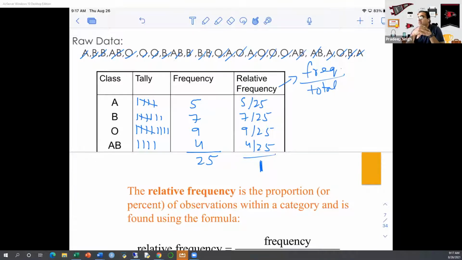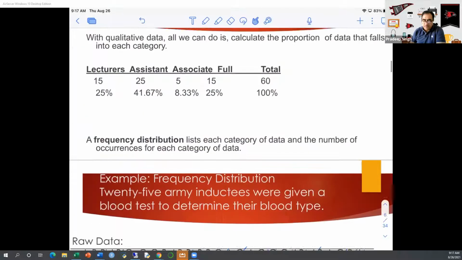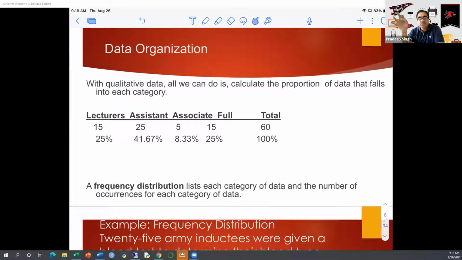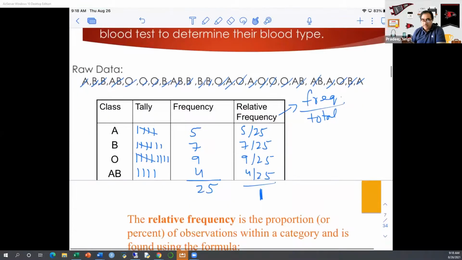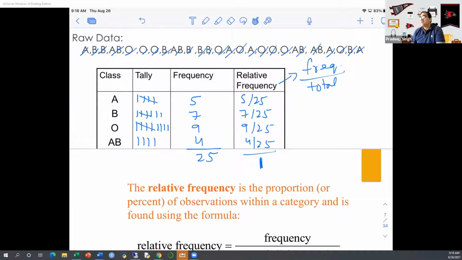And then we can also calculate relative frequency. The relative frequency is frequency divided by the total. So individual frequencies like 5 divided by 25, 7 divided by 25, 9 divided by 25, and 4 divided by 25. And the relative frequencies must add to 1, because it's fractional, so it's always going to add to 1. Now remember that in the previous one, when we were looking at percentages, you can use percentage also. The percentages will add to 100%, and when you are using relative frequency, it is going to add to 1.